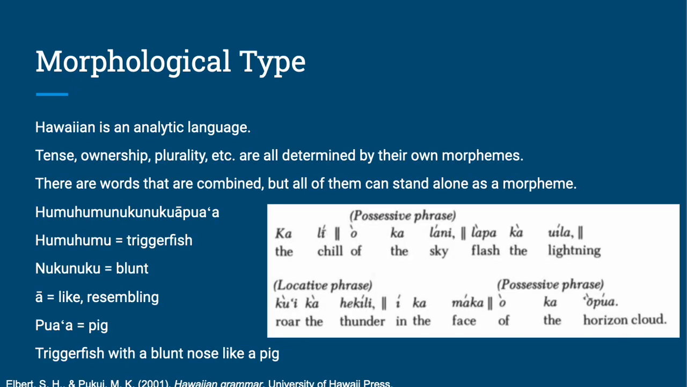So the morphological type of the Hawaiian language is analytic. It is an analytic language. That is, things like tense, ownership, and plurality are all determined by their own morphemes. There are words that are combined, but all of them can stand alone as a morpheme.